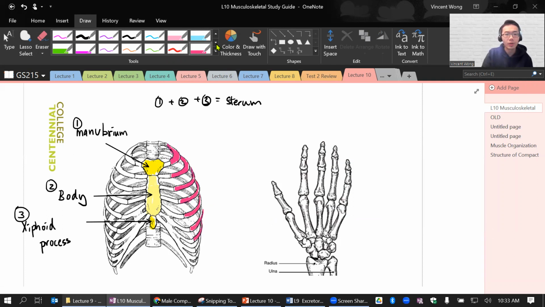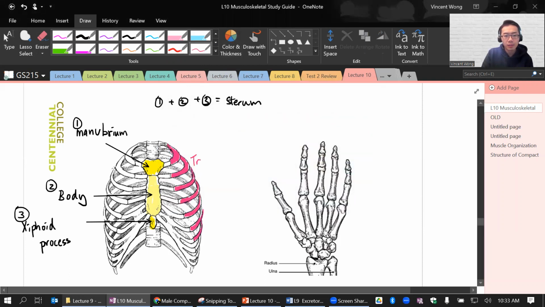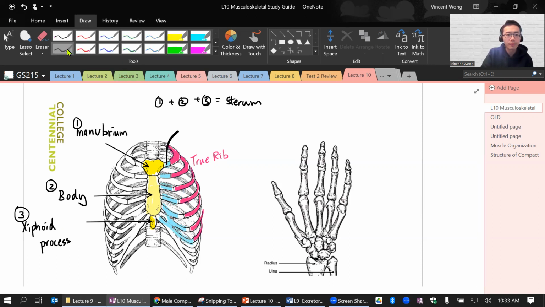So these are true ribs. They have their own costal cartilage.